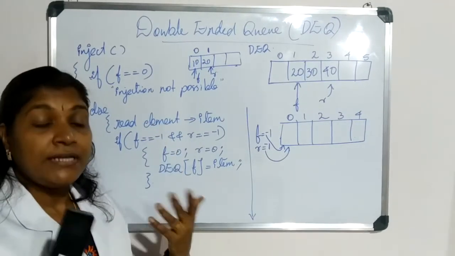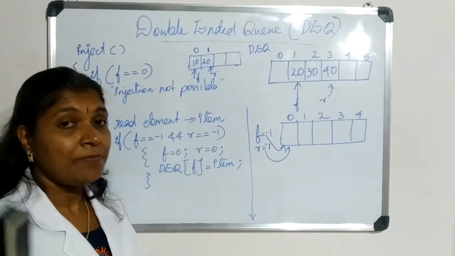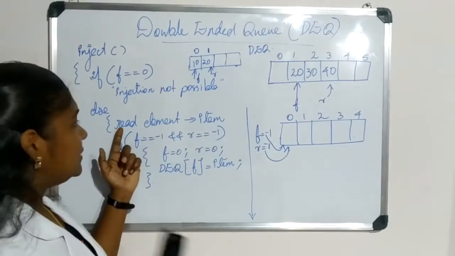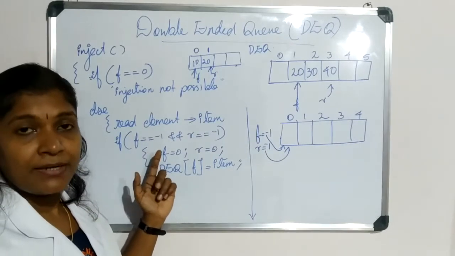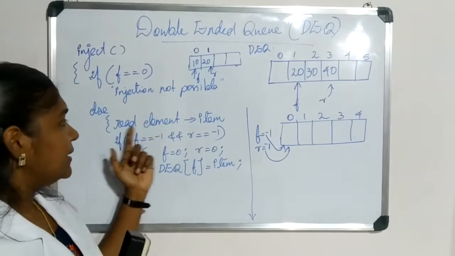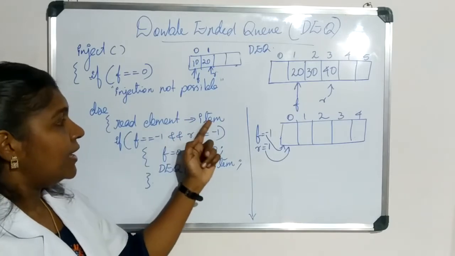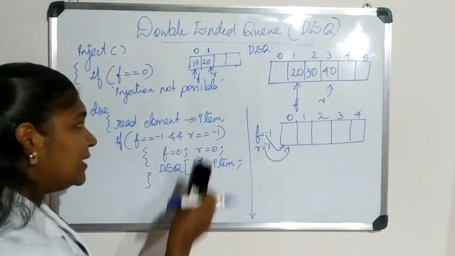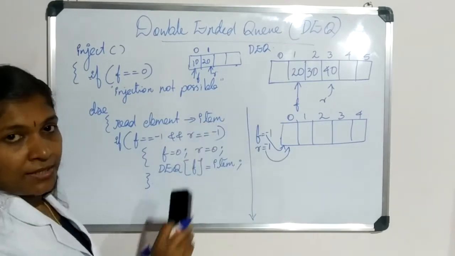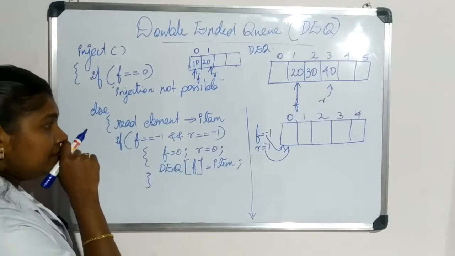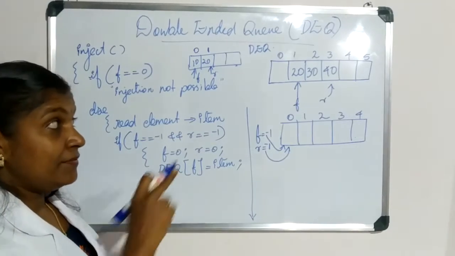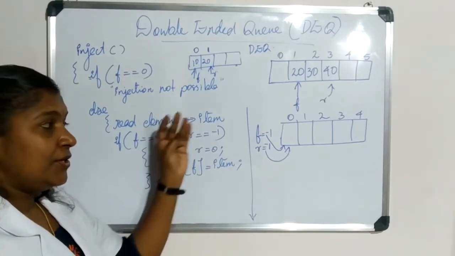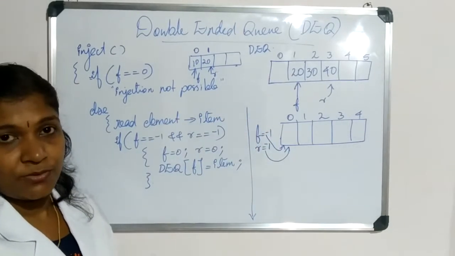If injection is possible, then what is the step we are supposed to perform first? Get the element from the user. So you display the message, enter the element to perform injection, and get the element and store it into some variable, say item or data or whatever variable you like. Right now I am using the variable item. Then next, I mentioned we are going to consider two cases: injecting an element into an empty queue and into a non-empty queue.